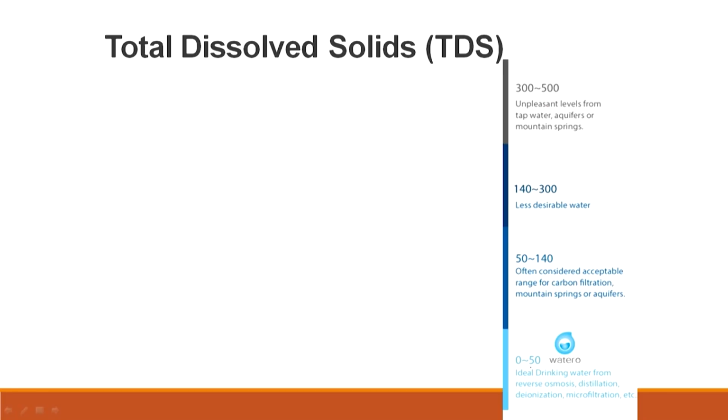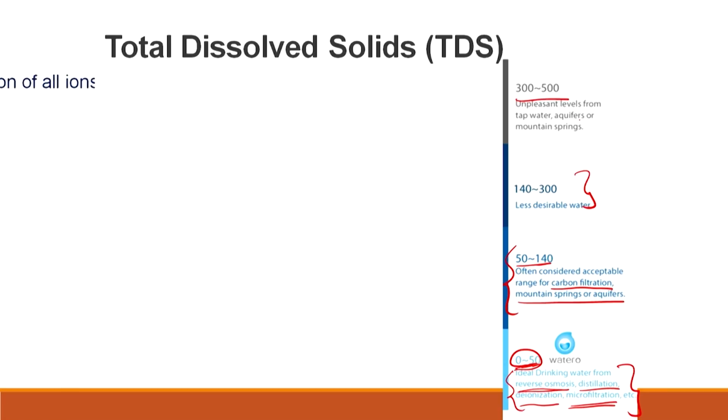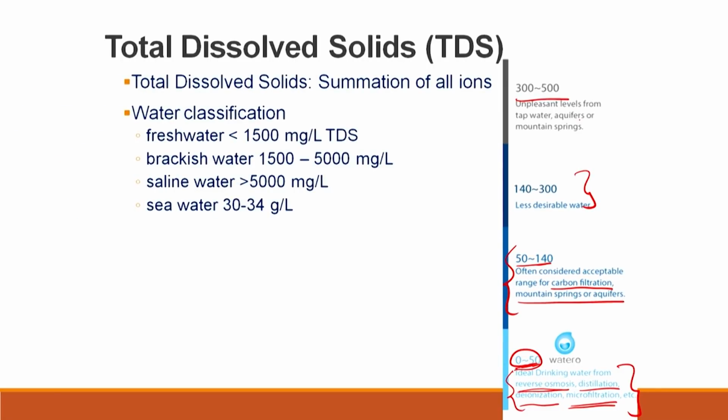When it is 0 to 50, it is ideal drinking water, but 50 I guess is a bit too low, I would say. And how do you achieve this? This is after treatment by reverse osmosis, distillation, deionization, microfiltration. Again, before reverse osmosis, obviously you need to have micro and nano filtration. So, for 0 to 50 you need to have treatment. 50 to 140, as I mentioned, is considered an acceptable range, but it is after carbon filtration, and from mountain springs and aquifers. This is what we saw, I think, in Joshimath. Less desirable is unpleasant water from tap water and mountain springs. Again, I guess that is not exactly right.